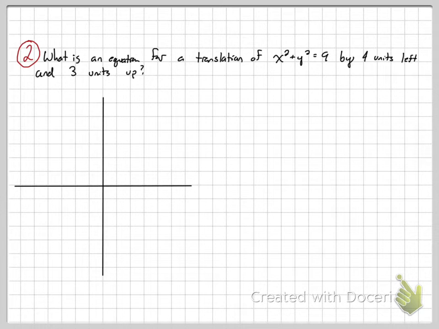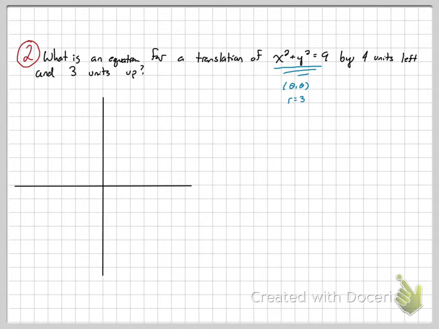Now I want to know what's the equation for a translation of x² + y² = 9 by 4 units to the left and 3 units up. And I think that it's easiest to do this by sketching out a picture of it. First, starting with my original graph here, x² + y² = 9. I don't see any x minus a number or y minus or plus a number, so that means that my center didn't shift at all. So my center of this circle is at (0, 0). My radius would be the square root of 9, which is 3.